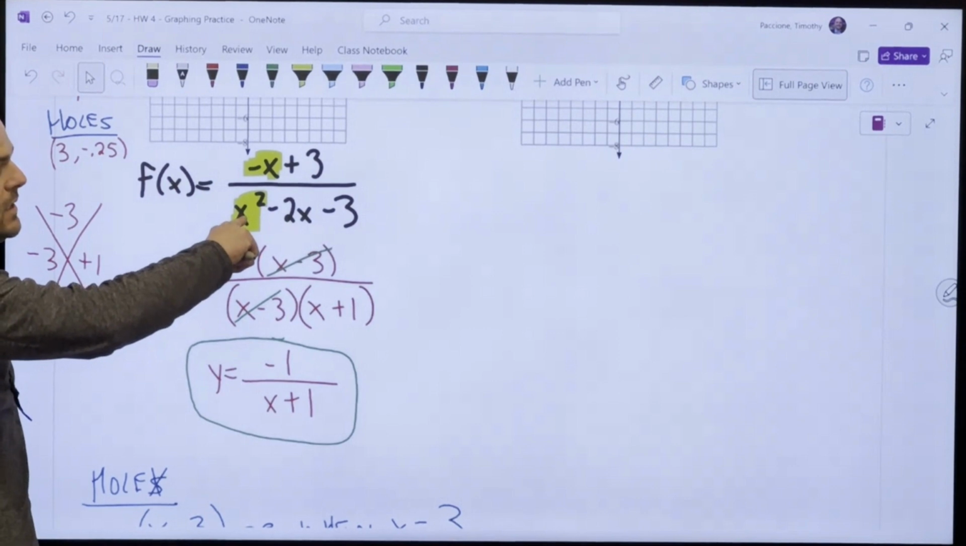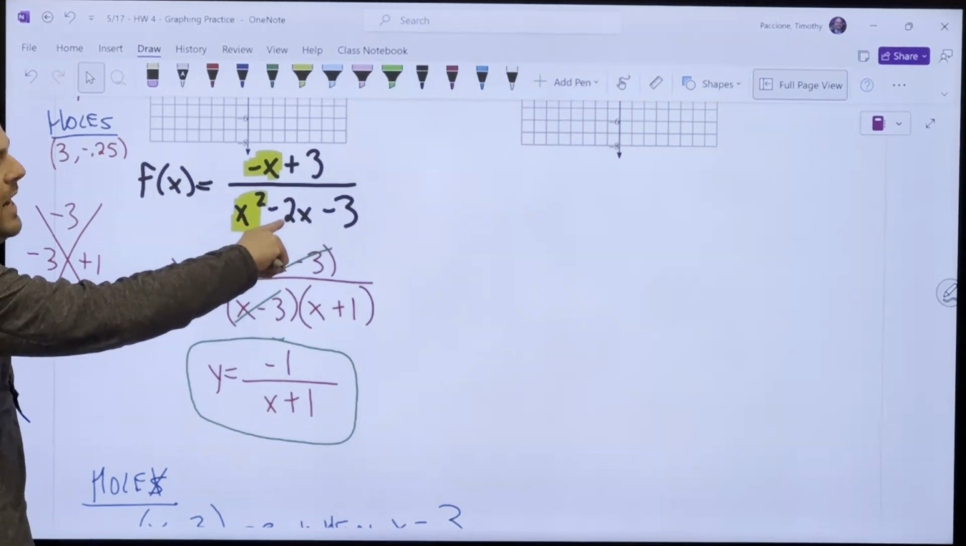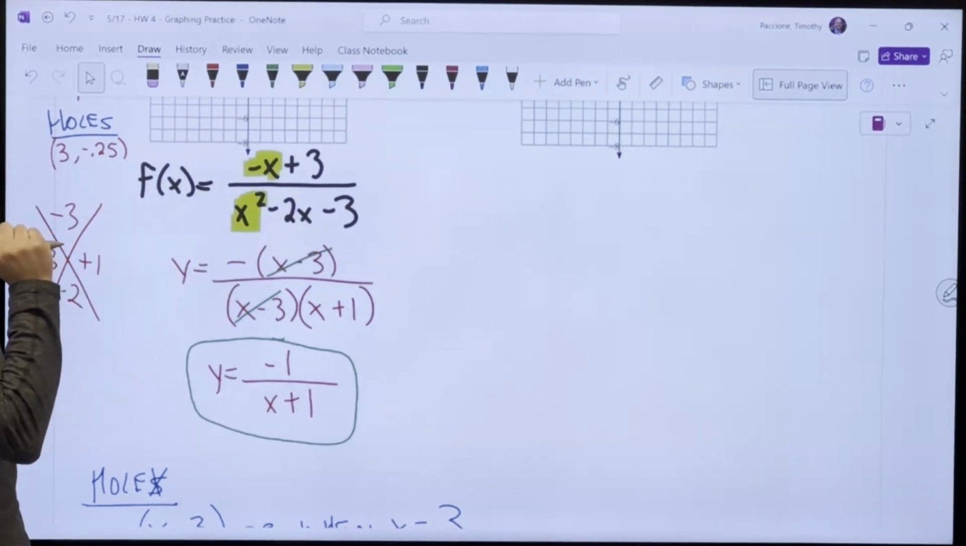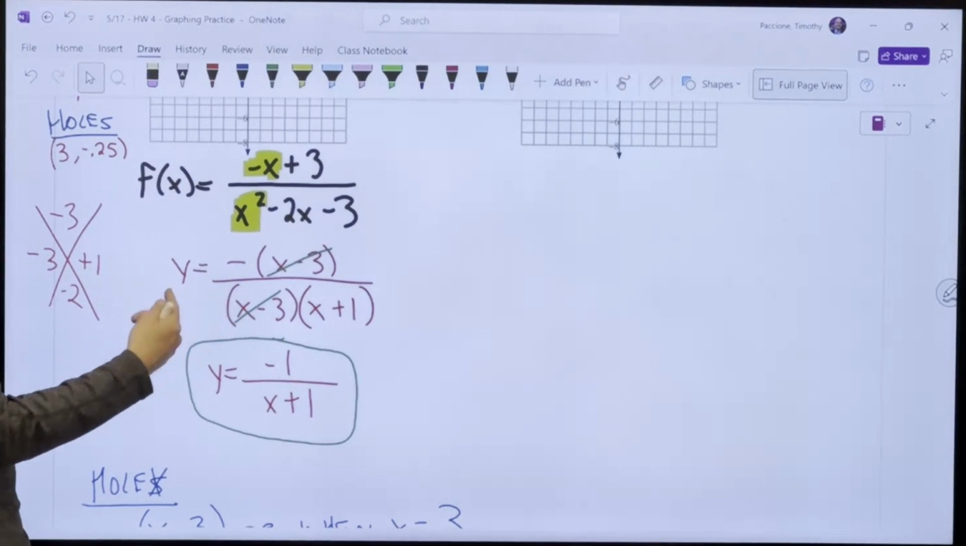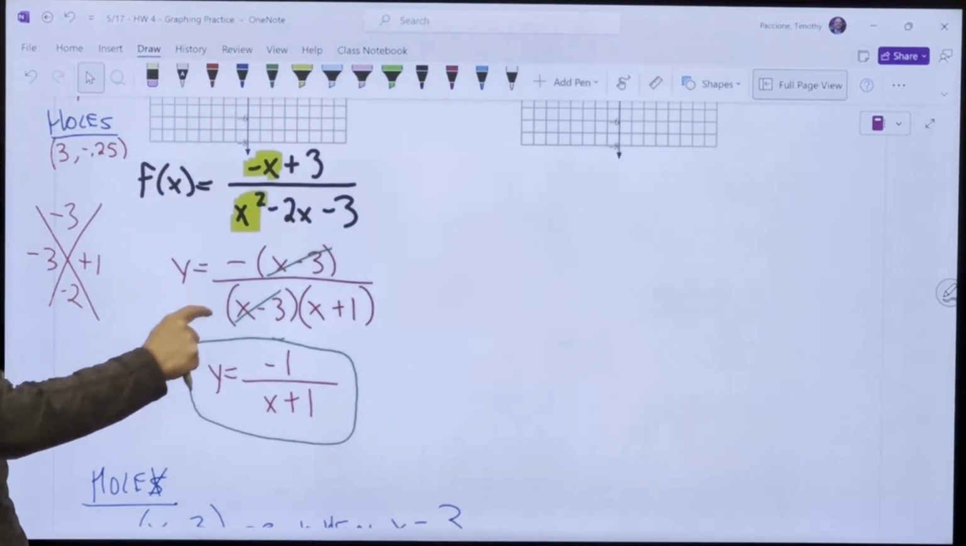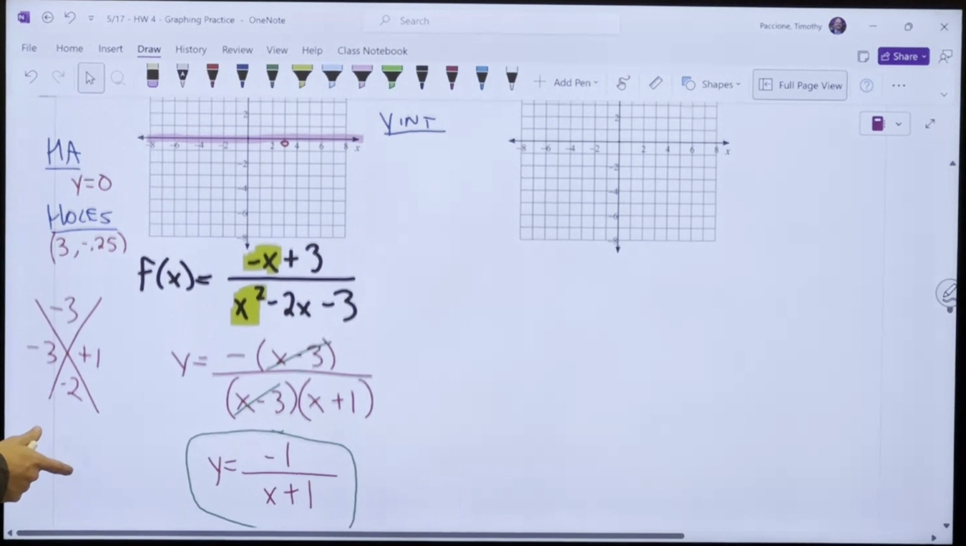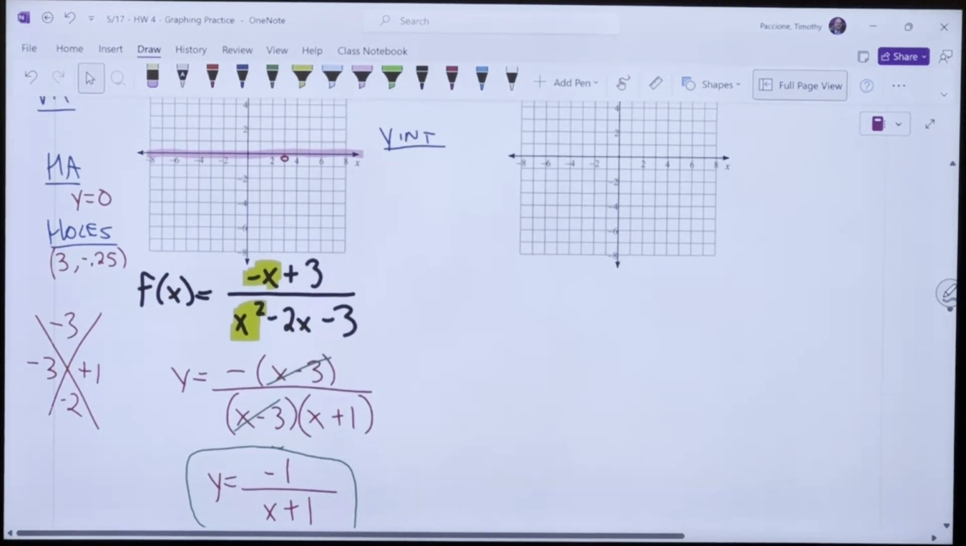3 squared is 9, minus 2 times 3, that's 6, so that's 9 minus 6. 3 minus 3 is 0, right? So when we cancel, we hide some problems, but there's still problems. It would still be a problem, and that's where holes come in, right? Okay, so vertical asymptote, well, that's the other problem. Where does that exist?